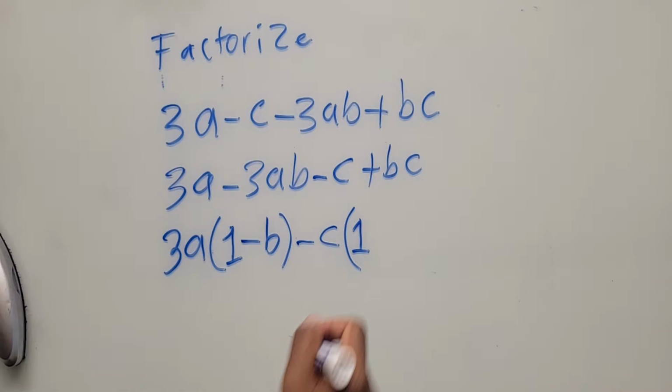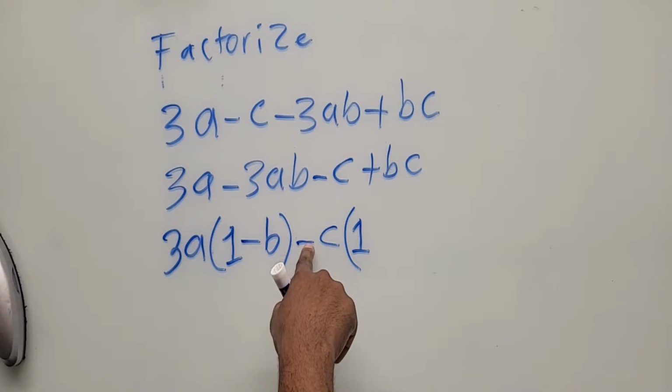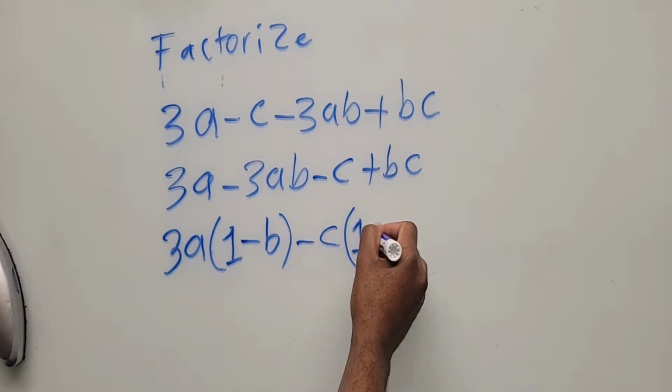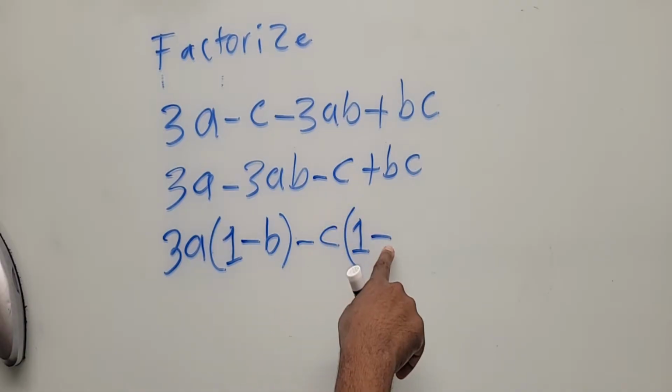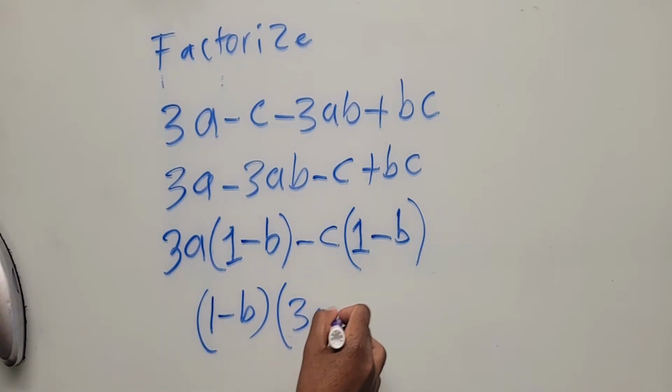So then I will need a minus here, right? Because remember, this is a plus and you factored out a minus. A negative number multiplied by a negative number should be positive. So I need a minus, then minus b. As I said, you can see 1 minus b, 1 minus b, they are the same, right? And 1 minus b is common, so I can factor out 1 minus b. Then I remain with 3a minus c. Then that's it, and you are done, guys.